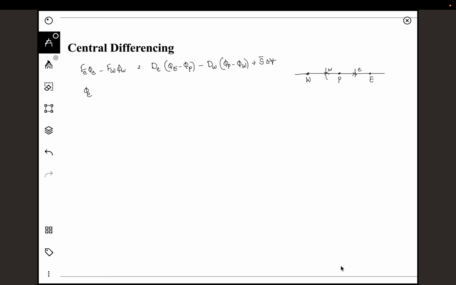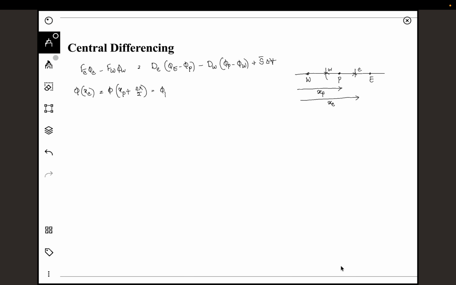phi little e can be written as phi p. So we are writing this, I'll write it on a slide so it will be easy for you. So phi of x east can be written as phi of xp plus delta x by 2, right? xp is the value for this, this is xp, so this will be x east.